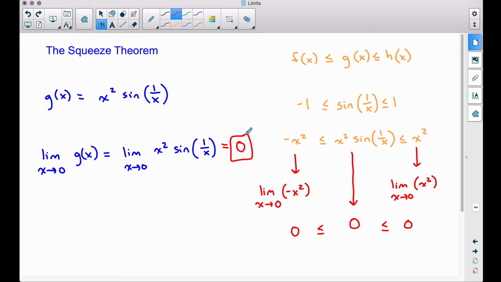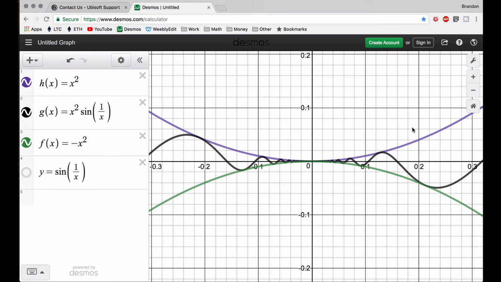Let's look at that graph one more time to make sure we can see why this function here, x squared sine of 1 over x, is squeezed in between these two functions. And since it's squeezed in between them and these two limits are both equal to 0, since this is squeezed in between it, that limit must be 0 as well. So notice again how we have that h of x that's on top of the black function, the g of x, which is on top of our f function.